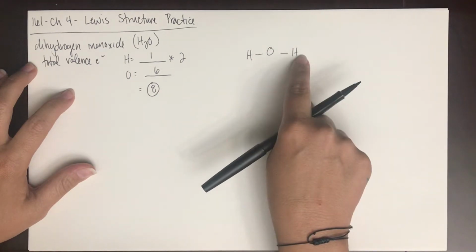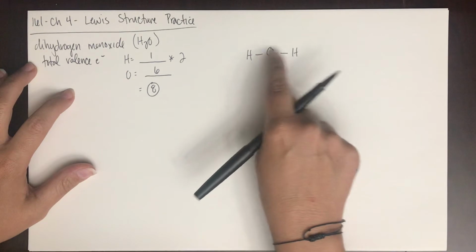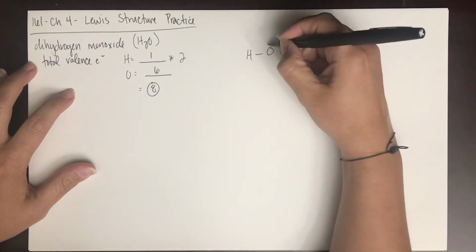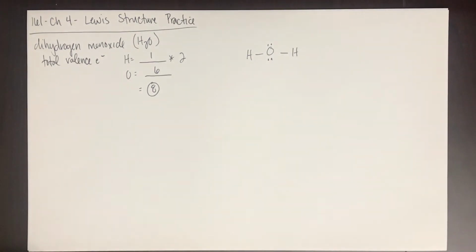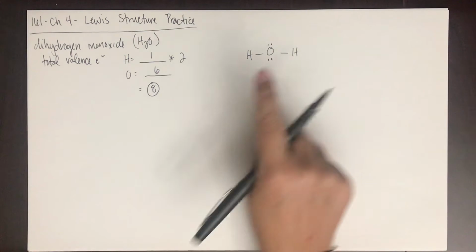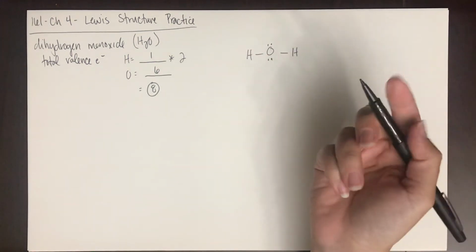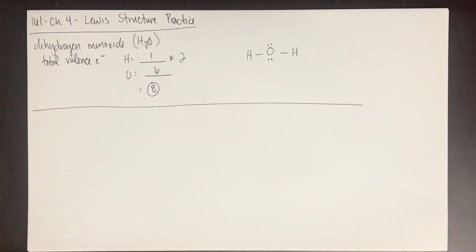Well, hydrogen has a full outer shell with 2 electrons, so hydrogens are already full. And oxygen only has 4 electrons, and it wants 8. So 2, 4, 6, 8. So this is the correct Lewis structure for water, where we have a full outer shell for all of the atoms involved. So that's the Lewis structure for water.